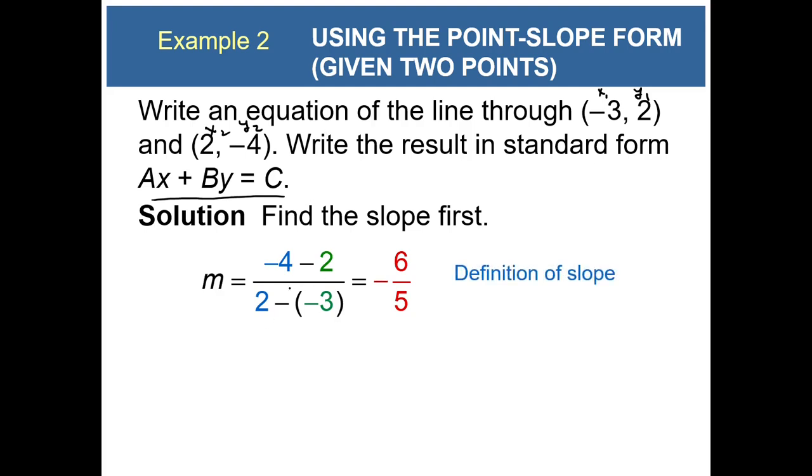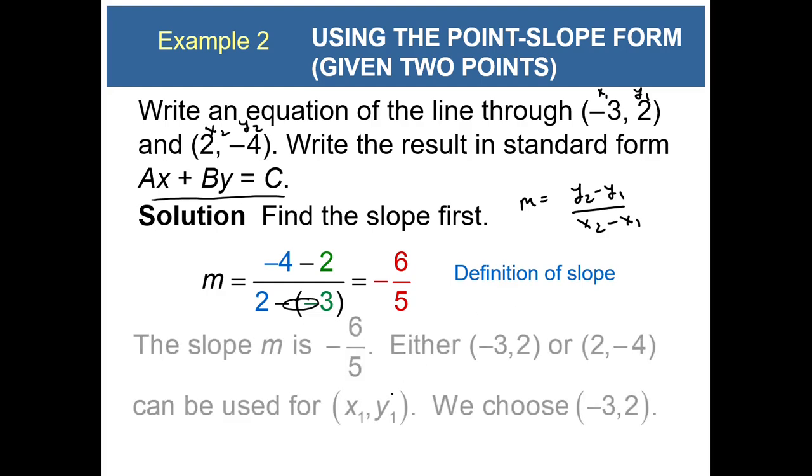So we'll take -4 minus 2 divided by 2 minus -3. Again, this double negative becomes a plus. So we have the slope is -6 divided by 5. Recall the formula for the slope is m equals y2 minus y1 divided by x2 minus x1. The slope is -6/5.